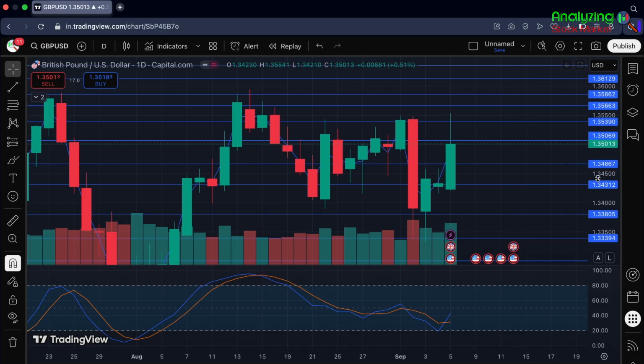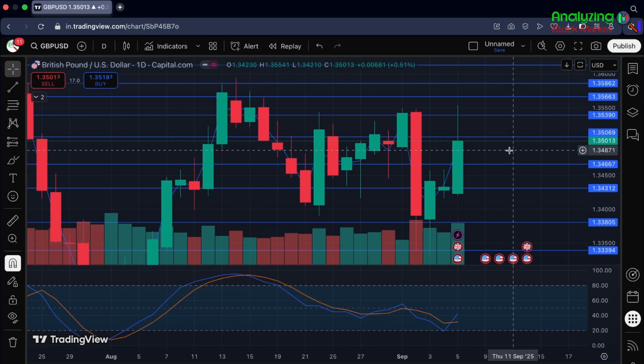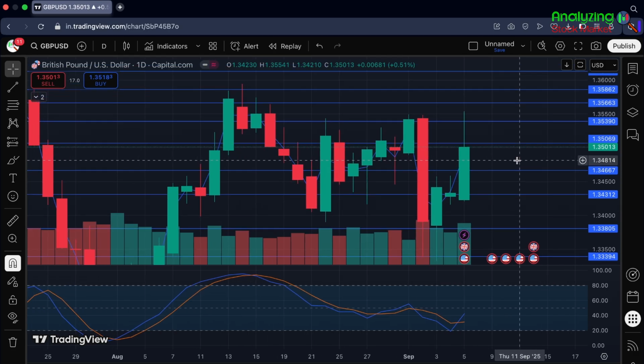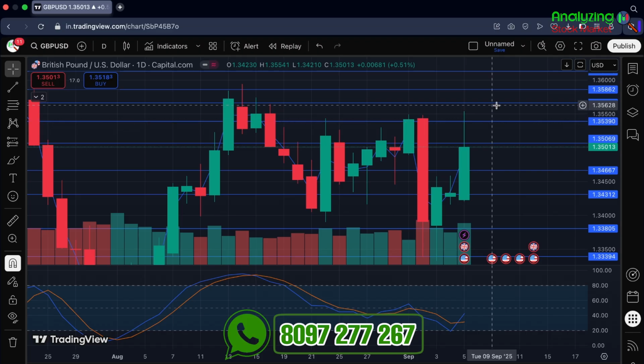So currently the levels are already marked. We don't need to mark any levels. We have already marked the levels during our previous week analysis. So let's now talk straight about the closing. So 1.35013 was the closing. Here the direct support is 1.34667. Here the direct resistance is 1.35069. After direct support, there is a support of 1.34312 and then 1.33805. After direct resistance, there is a resistance of 1.35390 and then 1.35663. These are the important support zones and resistance zones that will help you to take better stop loss and target levels for this week.